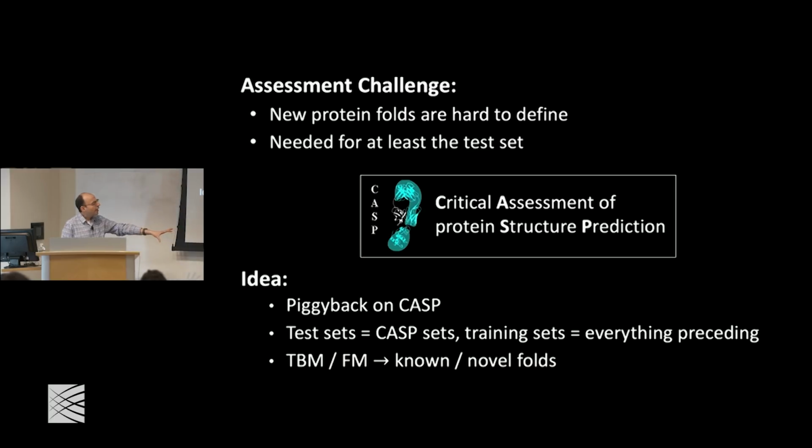And another nice thing is that CASP organizers delineate structures into two categories, TBM, template-based, and free modeling-based, corresponding to roughly known or novel folds. And so that provides a third-party objective characterization of the difficulty of protein targets that I use to break down my predictions as well.